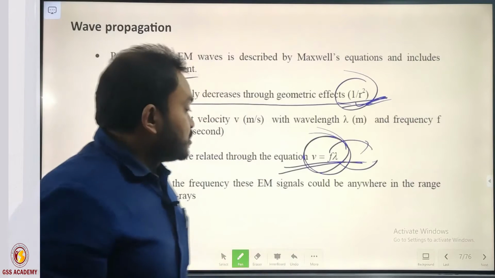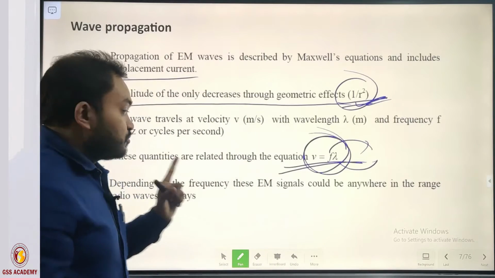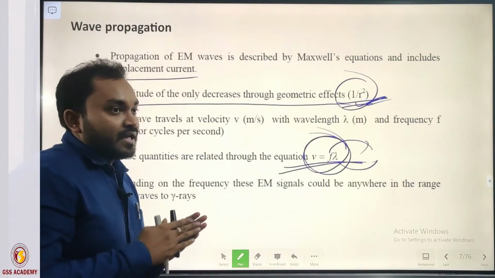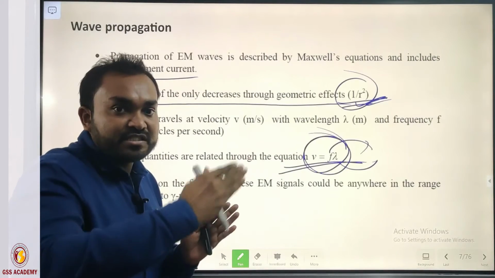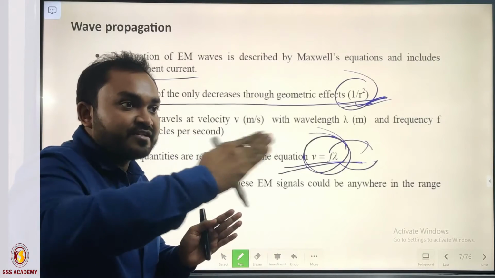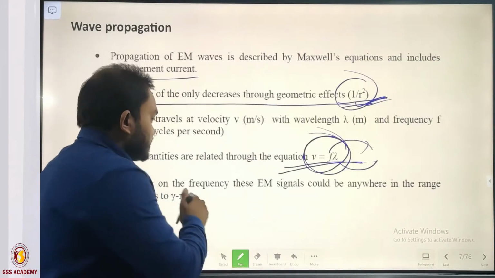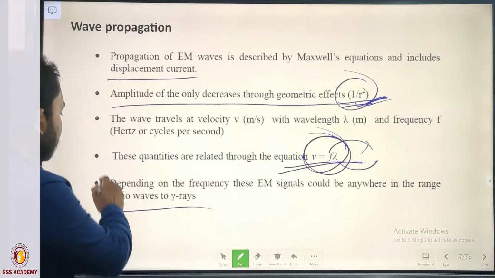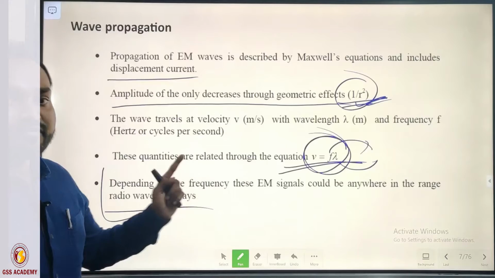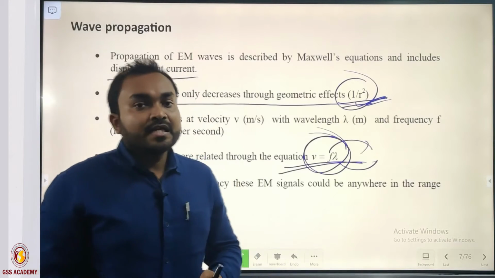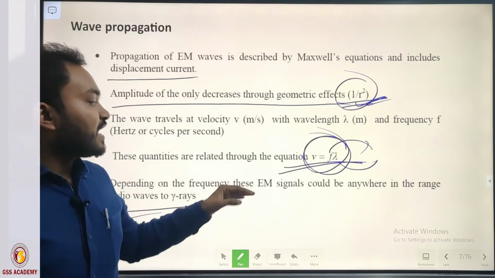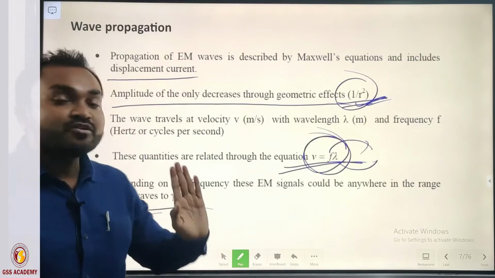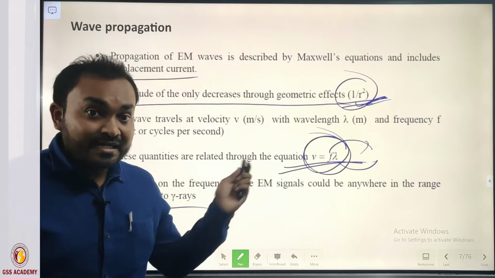Okay, and this electromagnetic wave has several ranges. This wavelength and frequency have several ranges, and we can divide them into different parts. Depending on the frequency or wavelength, we can define this electromagnetic signal could be anywhere in the range from radio waves to gamma rays. So that we will see.